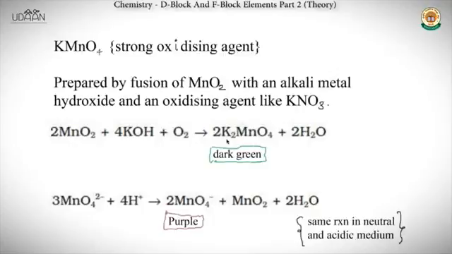Can you draw its structure? Yes, KO, MnO, O. It is prepared by the fusion of MnO2 with an alkali metal hydroxide and an oxidizing agent like KNO3. And what's MnO2 called? MnO2 is pyrolusite. Pyrolusite is the ore of it, and it is prepared on a large scale by this method. And K2MnO4 is dark green in color.